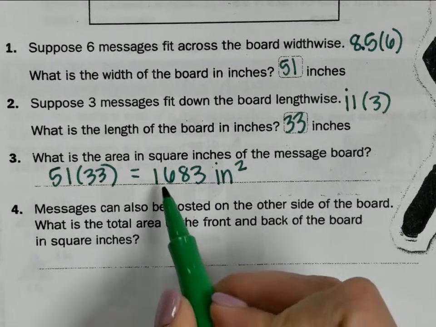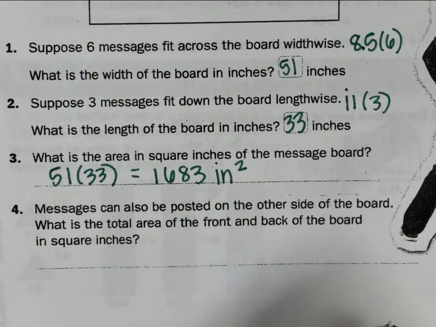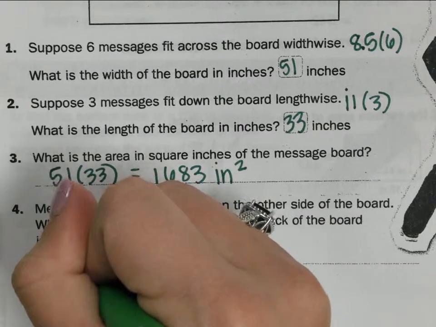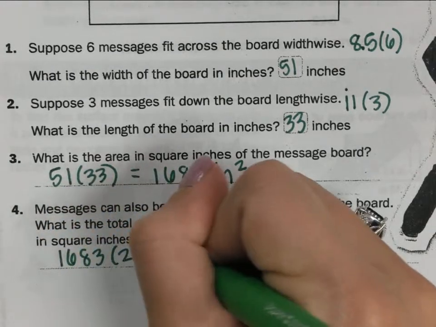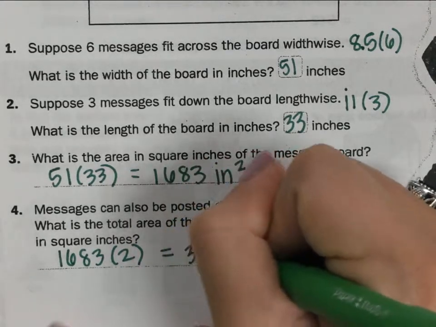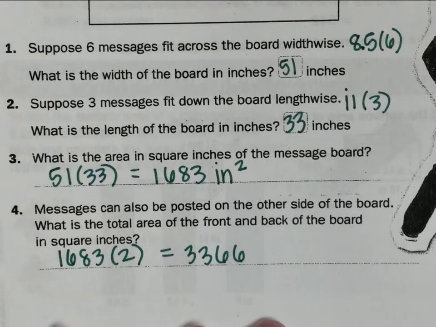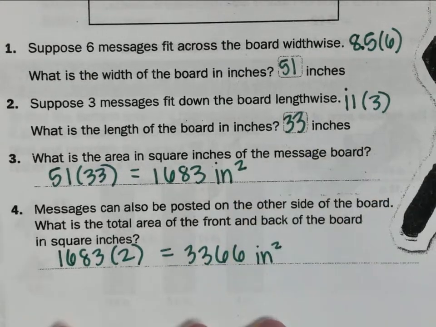Right, I can multiply the area of the front by 2, and that would give me the area of the front and the back together. So 1,683 times 2, what does that give me? 3,366. Okay, 3,366 what? Square inches. So that's the area of the front and the back.